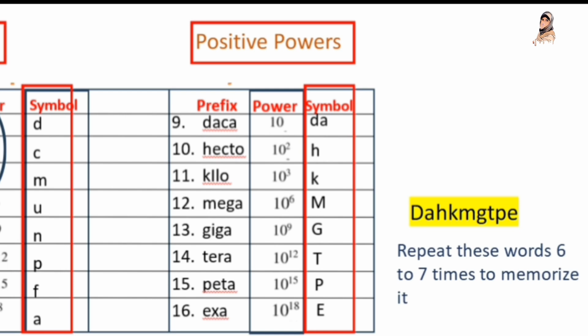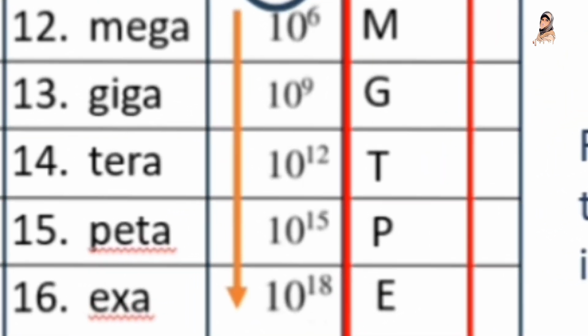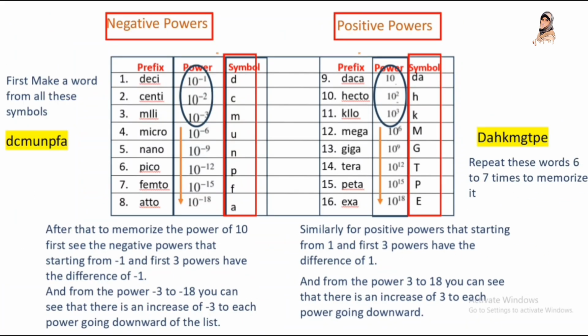Similarly, for the positive powers starting from 1, the first 3 powers have the difference of 1. As you can see that the first power is 10 power 1, the second one is power 2 and the third one is +3. So here is the difference of 1. And from power 3 to 18, you can see that there is an increase of 3 to each power going downward. Similarly, the difference between 12 and 15 is 3 and the difference between 15 and 18 is 3. So you can say that there is an increase of 3 to each power going downward of the list.